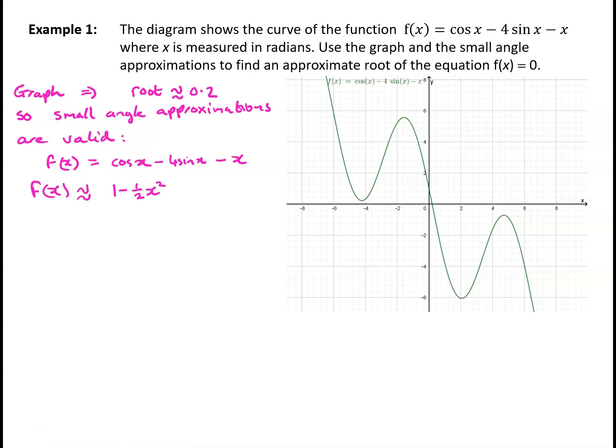Our small angle approximation for sine x is just x, so the small angle approximation for 4 sine x is just going to be 4x. And then we've still got the takeaway x from before, so we can say that f of x is approximately 1 minus 5x minus a half x squared.